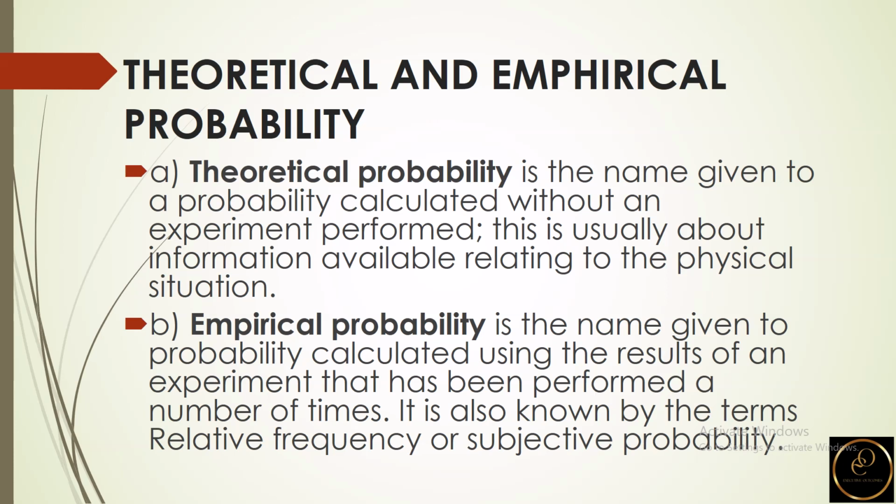Theoretical. So a probability is calculated without an experiment or repetition being carried out. So this is known as a theoretical probability. Okay. We also have the empirical probability. On the other hand, the probability calculated is a result of an experiment having been performed a number of times. So that is known as empirical probability. This one is also known by another name, as relative frequency probability or subjective probability. So that's what you should also know.